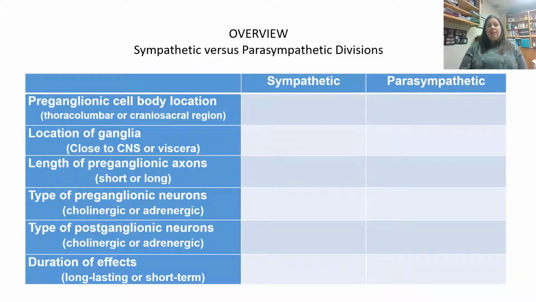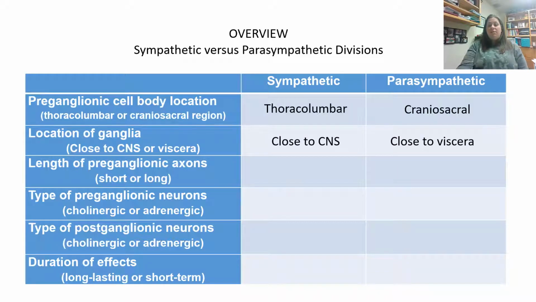All right, so now let's compare the sympathetic versus the parasympathetic divisions. When we look at the preganglionic cell bodies, they are located in the thoracolumbar area in the sympathetic. In the parasympathetic, they're found in the craniosacral areas. Now, the location of the ganglia. The sympathetic is close to the central nervous system. The parasympathetic is close to the viscera, or what we call the organ.